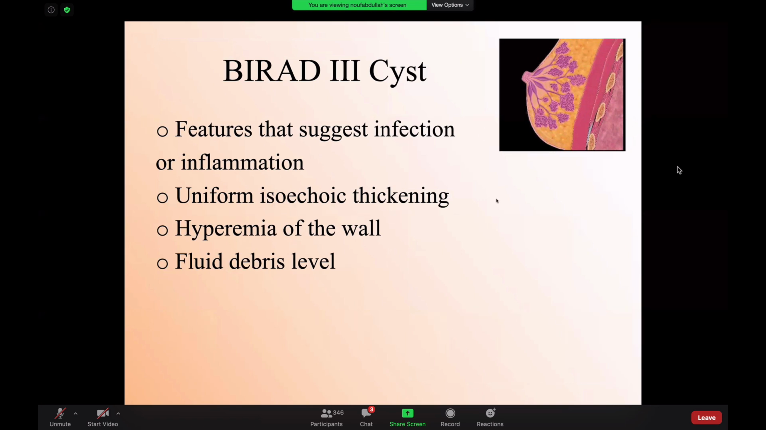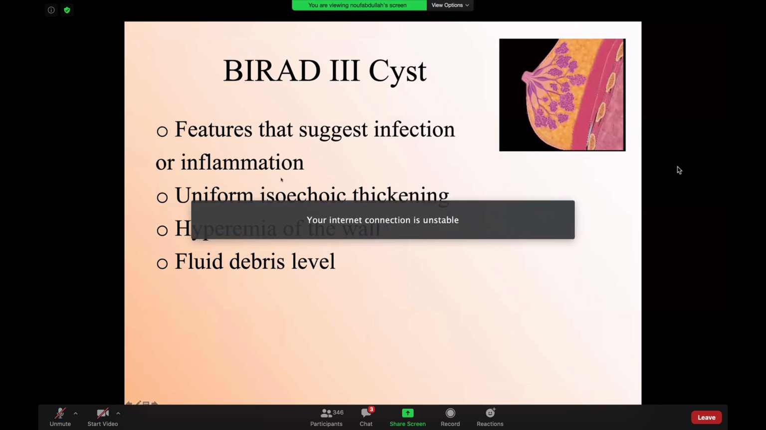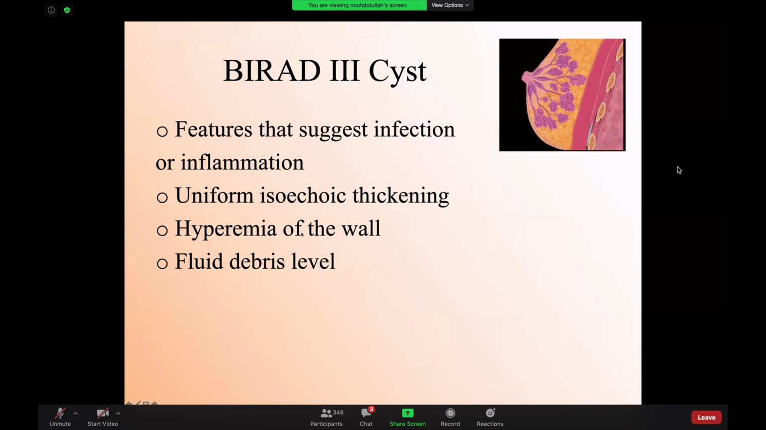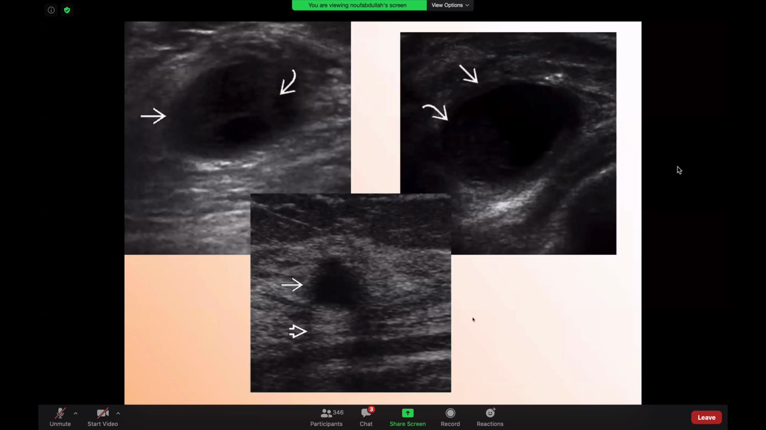So if you see features that might suggest inflammation, you would call it as a BI-RADS 3 for follow-up. If you see hyperemia of the wall, not an internal solid component, you can call it as a BI-RADS 3 for follow-up. If you see uniform isoechoic thickening with no vascularity within it, you still can call it as a BI-RADS 3 for follow-up. And this is just an example.